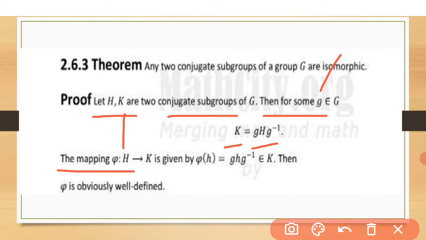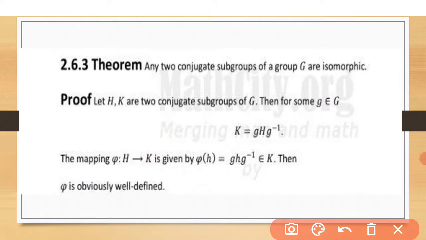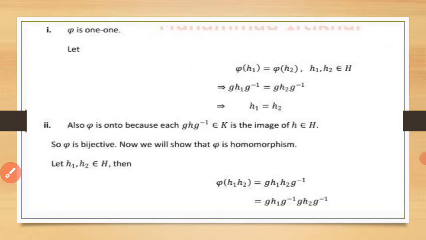The mapping phi from H to K is given by phi of h is equal to g h g inverse, and g h g inverse are the elements of K. Small h are the elements of H, and this belongs to this. This is the domain and this is our range. So obviously phi is well defined.